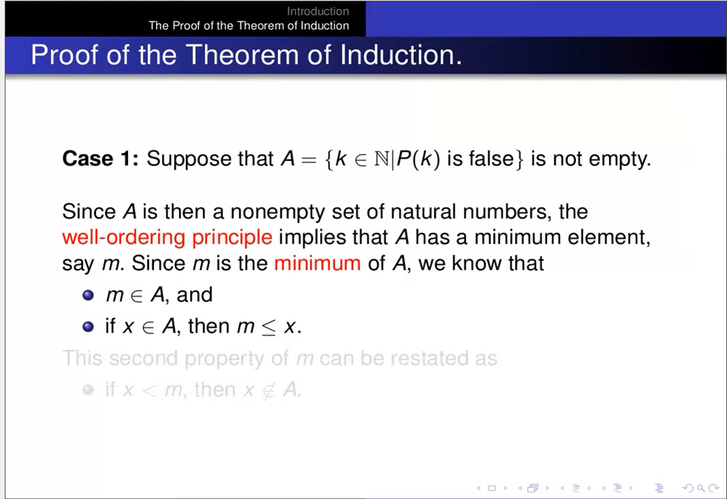Okay. Before we continue with the proof, though, we're going to restate the second property. We're going to restate this second property of being a minimum.